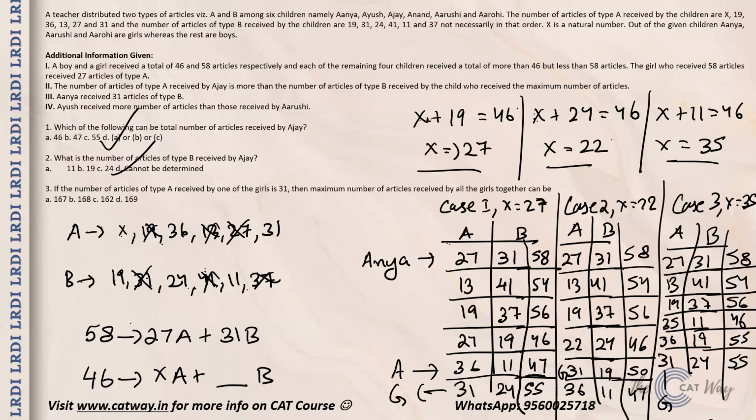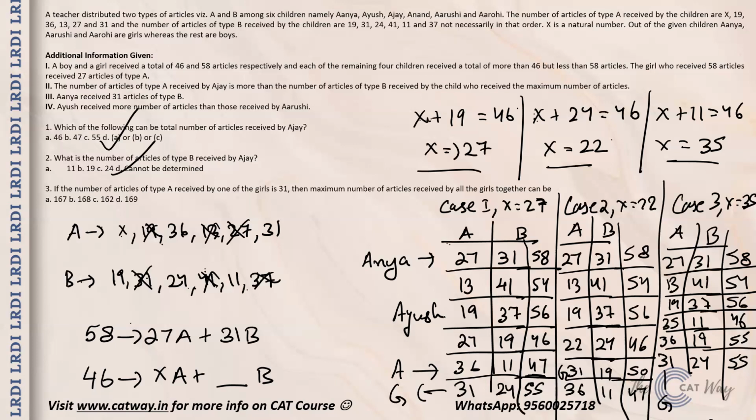Apart from that, what we have been given is that Ayush received more articles than that received by Arushi. So Ayush needs to receive more articles than Arushi. So in case 1, if the girl who received 31 articles of type A is Arushi, then in that case Ayush needs to be this person. If Ayush is that person, we are left with two people, one boy and one girl, and we do not know anything about them.